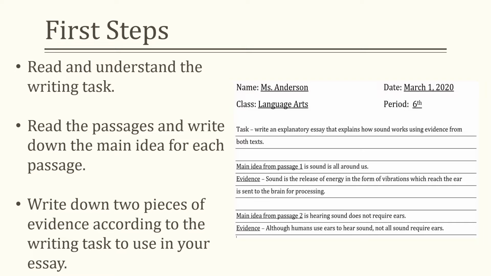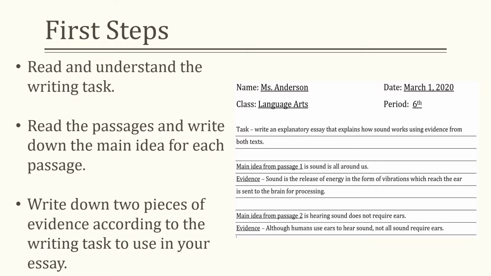So the next thing you need to do in order to write a great essay is to read the passages. Of course, you're going to read and annotate them, and you're going to take notes on your scratch paper. You're going to write down the main ideas, the topics, things like that. And then you're going to write down any evidence that you have pulled from the passages.